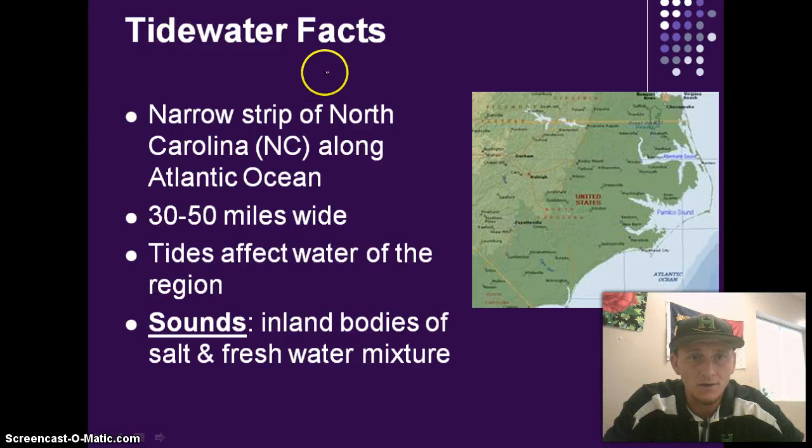Okay, the Tidewater facts: narrow strip of North Carolina along our coastline, which is the Atlantic Ocean. All right, 30 to 50 miles wide. We all have heard of different tides. We have high tide, we have low tide. They affect the region and they affect the water. One of your words to know is a sound. Sound is an inland body of salt water and freshwater mixture. This is an example of Pamlico Sound, Albemarle Sound, 2 of your major sounds on our coastline.